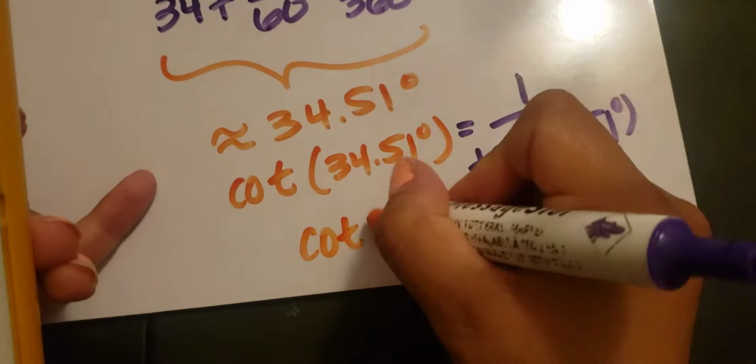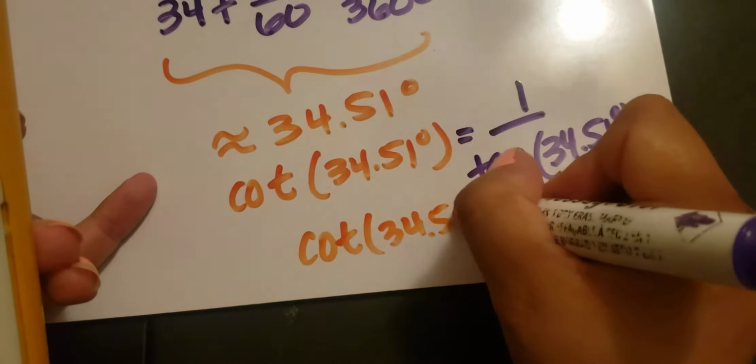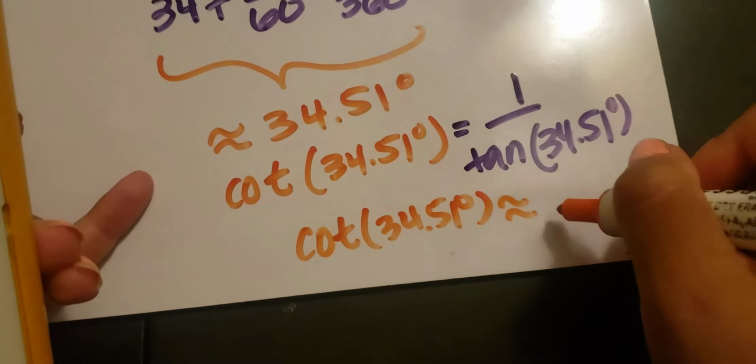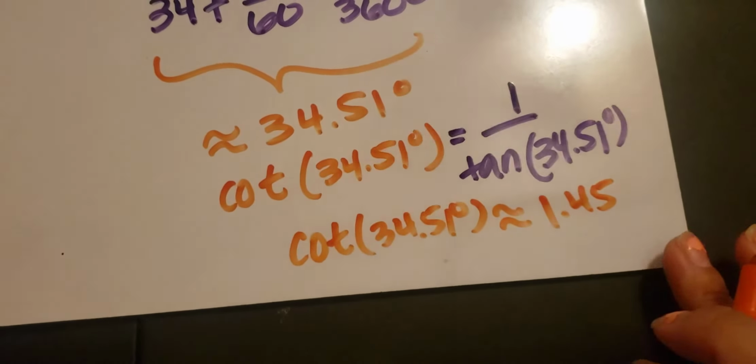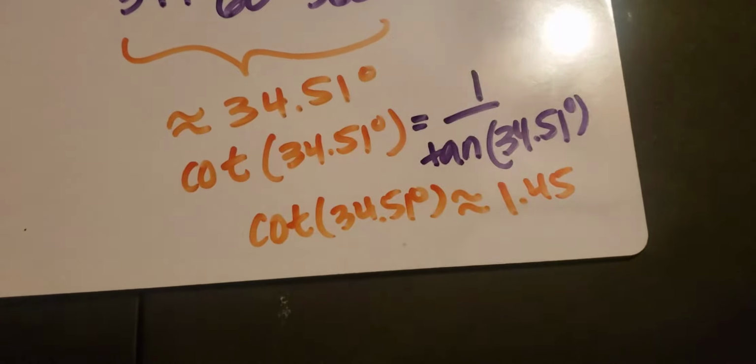So cotangent of 34.51 degrees is approximately 1.45. And that's it, guys. That's my final answer.